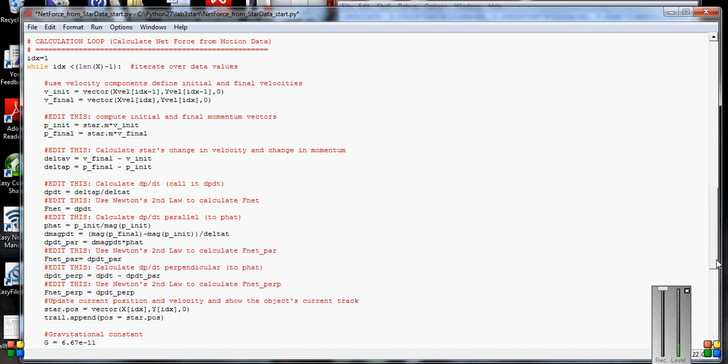So we have the main punchline of the lab. In order to calculate v initial and v final, we represent that by that coding. p initial and p final would also be represented by, as we said, star mass times v initial in this case, and then star mass times v final for the final momentum.